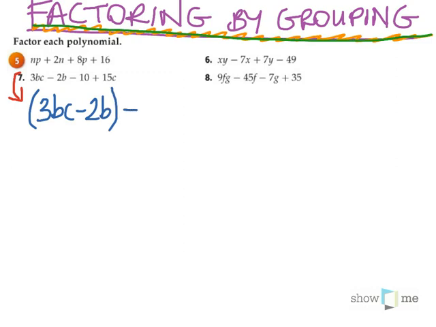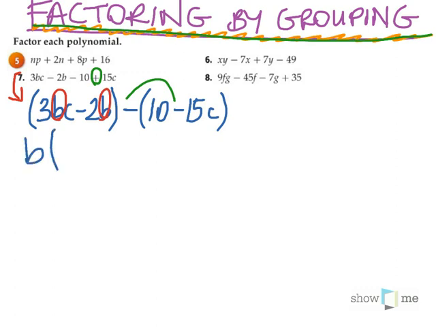Now, I'm writing minus parentheses, so I'm going to write like this: 10 minus 15, not plus 15, because here minus times minus will make plus. So you have to be careful while taking out minus parentheses. Now, what is the common factor in the first group? It is b. So I'm going to write b in brackets. Now I'm going to write the remaining factors, so it will be 3c minus 2.